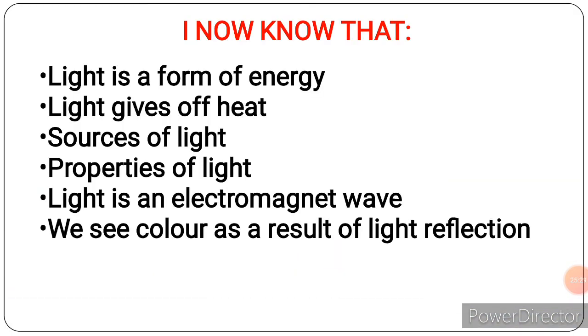Welcome back from that video. I believe from this topic, you now know that light is a form of energy. Light gives off heat, and then we know the sources of light, and then you know the properties of what? Light. And then you also know that light is an electromagnetic wave. And then we see color as a result of what? The light that is reflected, or the color of light that is reflected to our eyes.